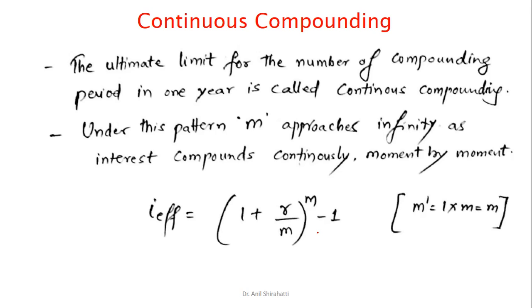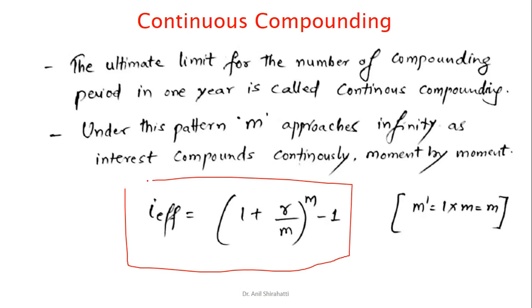Next second the principal plus interest will become the new principal. Next again second, principal plus interest earned becomes a new principal. Under this pattern, m will approach infinity, as the interest compounds continuously moment by moment. So we are using the regular effective interest rate formula, that is 1 plus r by m raised to m, minus 1, because here we are calculating for 1 year.